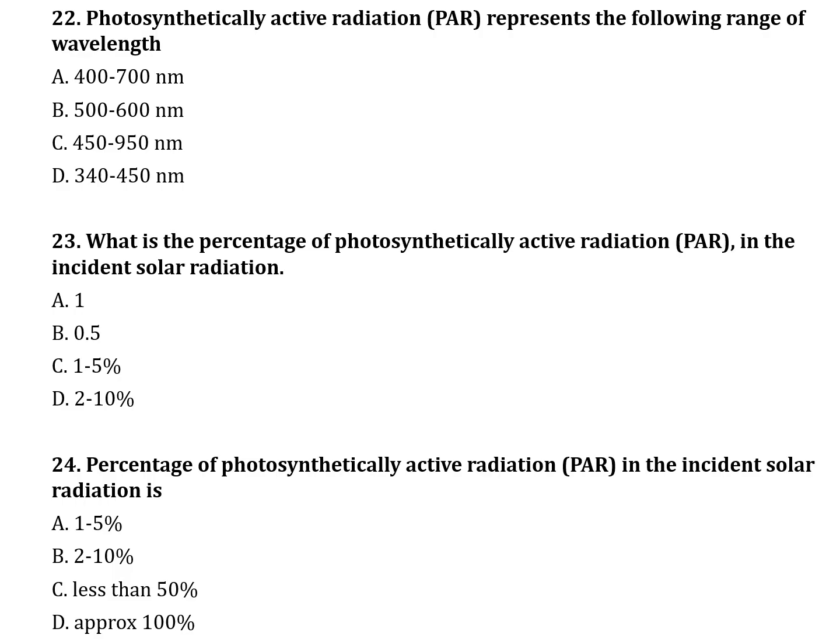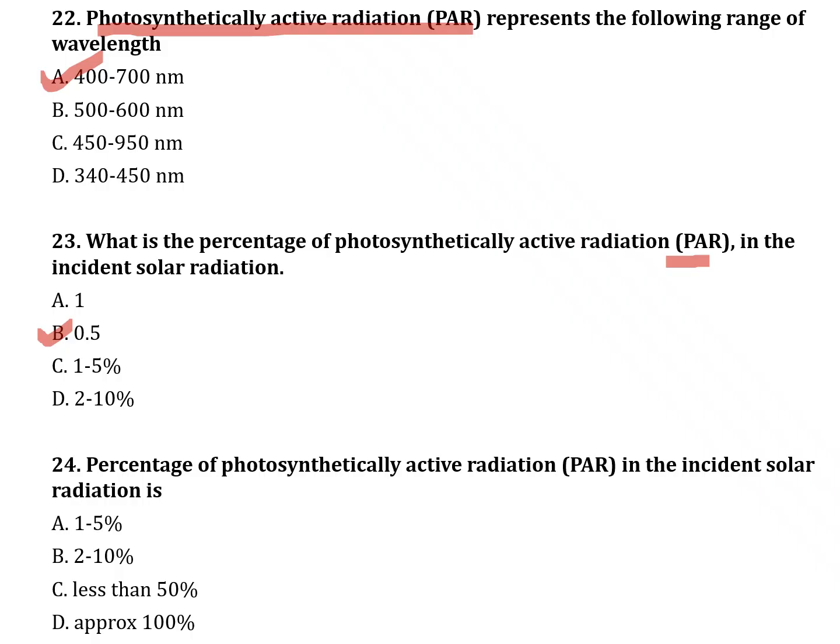Photosynthetically active radiation, that is PAR, represents the following range of wavelength. Option A 400 to 700 nm, option B 500 to 600 nm, option C 450 to 950 nm, option D 340 to 450 nm. Correct answer is option A 400 to 700 nm. The next question, number 23. What is the percentage of photosynthetically active radiation in the incident solar radiation? Option A 1, option B 0.5, option C 1 to 5, option D 2 to 10%. Correct answer is option B 0.5%.